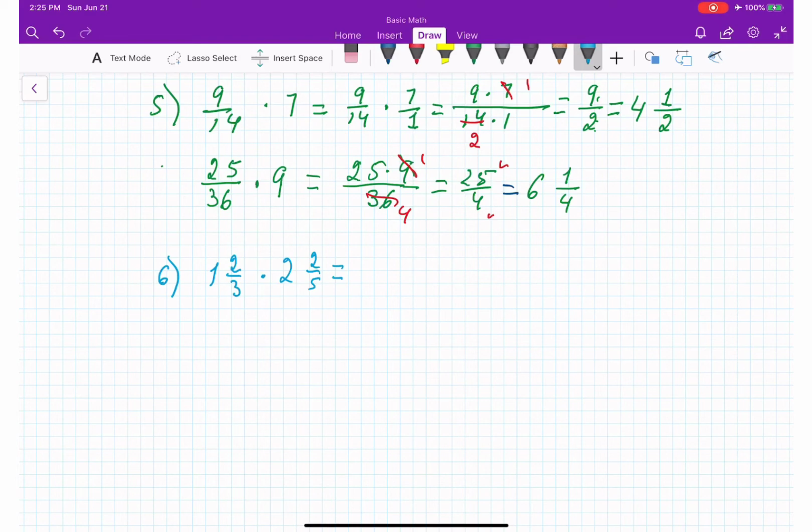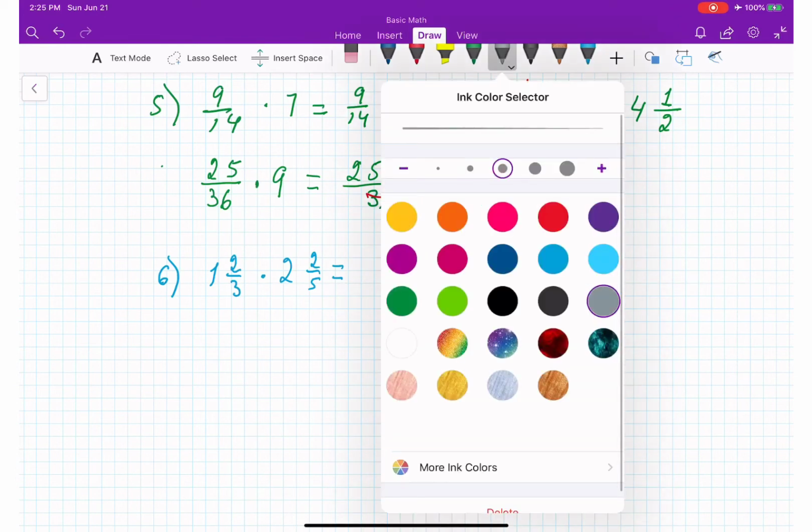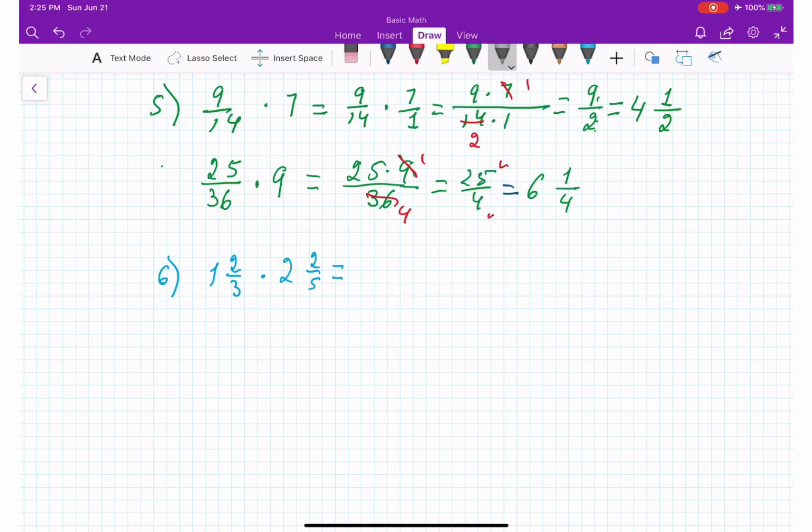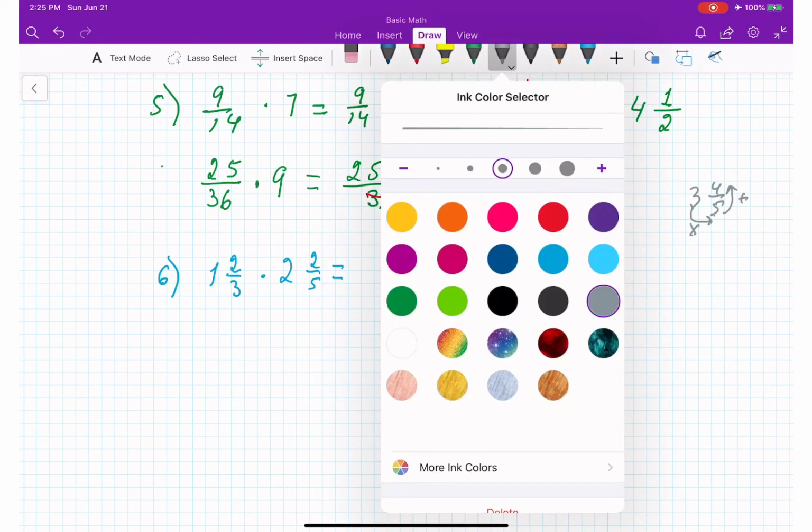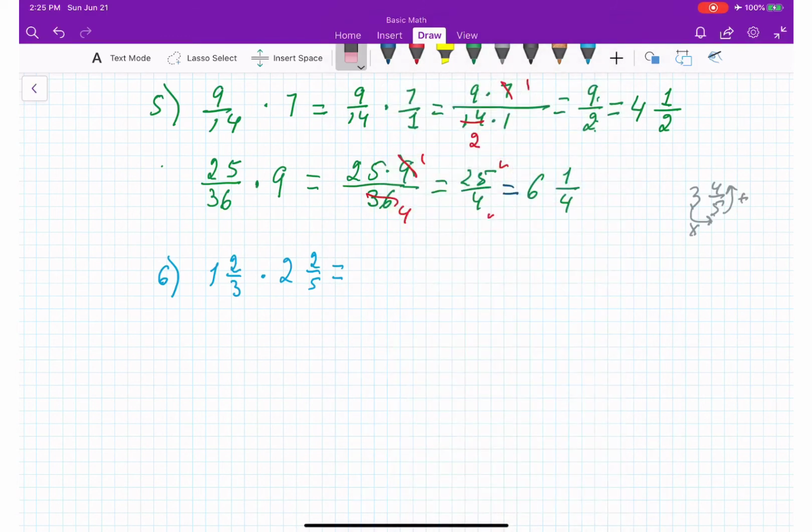How do we do that? Let me practice here to show you. Let's assume we have 3 and 4/5. How do we convert it? 3 times 5, multiply, and then the result we add to 4. So 3 times 5 is 15, plus 4 is 19. So 19 over 5.